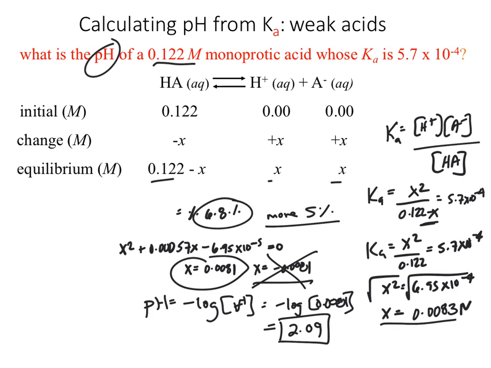Now, some of you may be wondering, hey, how did I know that this was even going to be a weak acid problem? They didn't actually indicate that it was a weak acid. Well, they sort of did, because they gave us a Ka with such a small value, and that usually corresponds to the weak acid characteristics.